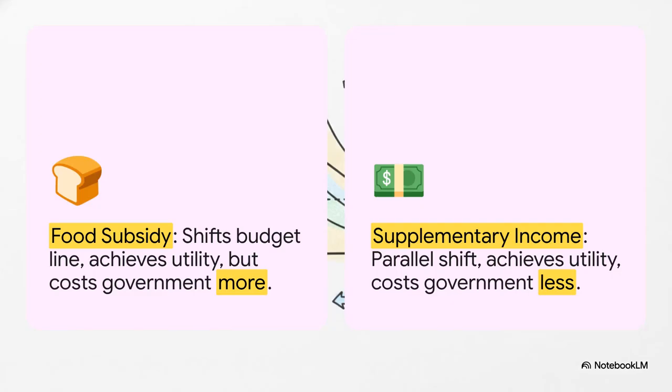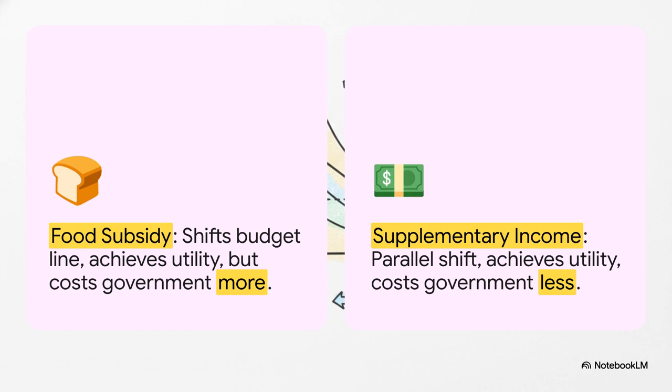Finally, policy evaluation. Imagine a pensioner. The government could give them a food coupon, a subsidy, which halves the price of food, pivoting the budget line and bumping them to a higher indifference curve. Or they could just give them direct cash, shifting the budget line parallel to hit that exact same higher satisfaction level. The crazy part? The geometry proves that handing over direct cash is mathematically cheaper for the government while getting the consumer to the exact same welfare level.